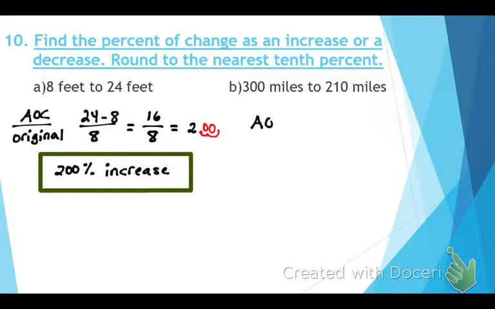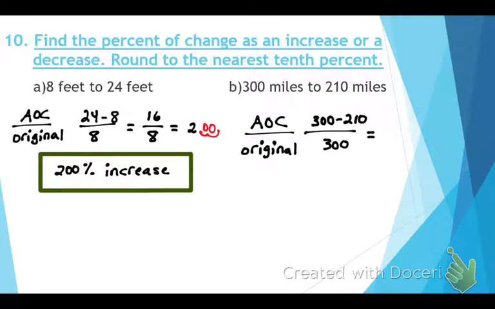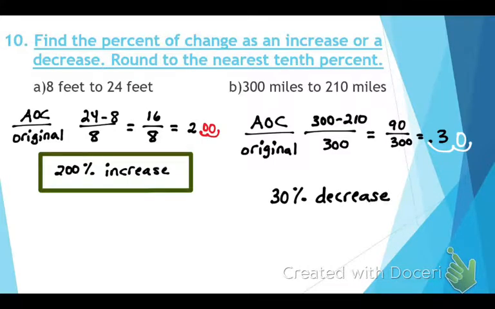All right, let's see how you did. The amount of change divided by the original amount. How do I find the amount of change? Subtract. I take the bigger number and subtract the smallest number, divide it by the original amount. Originally, it was 300 miles. Guys, what's 300 minus 210? 90. So we've got 90 divided by 300. When you did that, what do you get? 0.3. Is that my final answer? No. Change that to a percent. What's the answer? 30% decrease. Why is it a decrease? Because it went down.